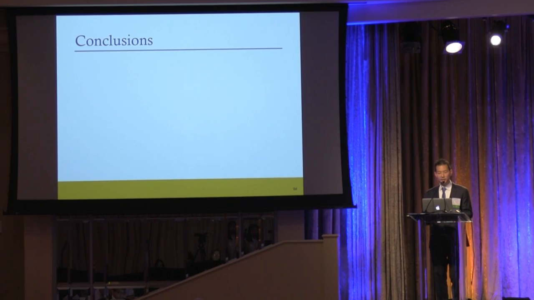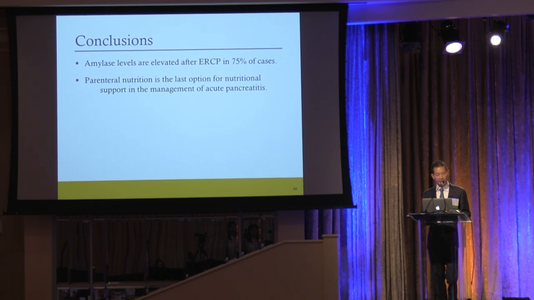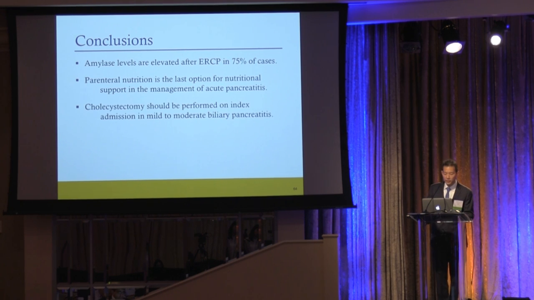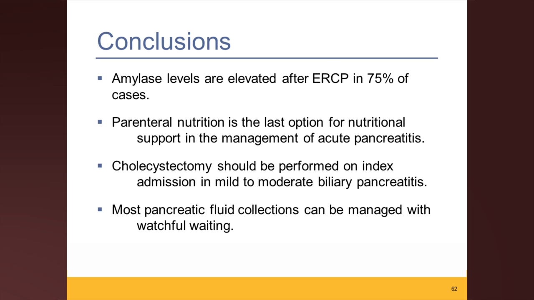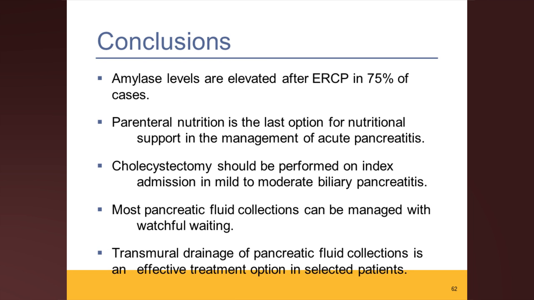So just some conclusions from the talk. Amylase levels are elevated after ERCP in 75% of cases. Parenteral nutrition is the last option for nutritional support in the management of acute pancreatitis. Cholecystectomy should be performed on index admission in mild to moderate biliary pancreatitis. Most pancreatic fluid collections can be managed with watchful waiting. And transmural drainage of pancreatic fluid collections is an effective treatment option in selected patients.